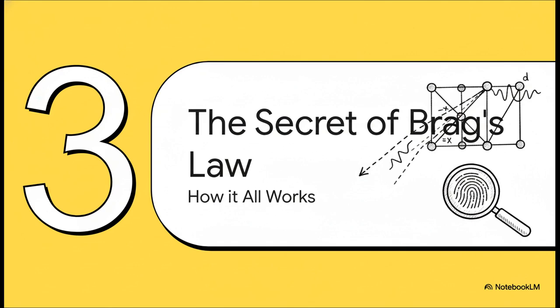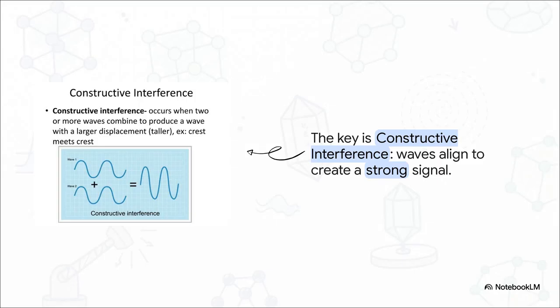Let's break it down. So the first concept you gotta get is something called constructive interference. Just imagine two waves meeting up. If their peaks and troughs line up perfectly, they add together and create a much bigger, stronger wave. That's the signal our machine can actually detect.